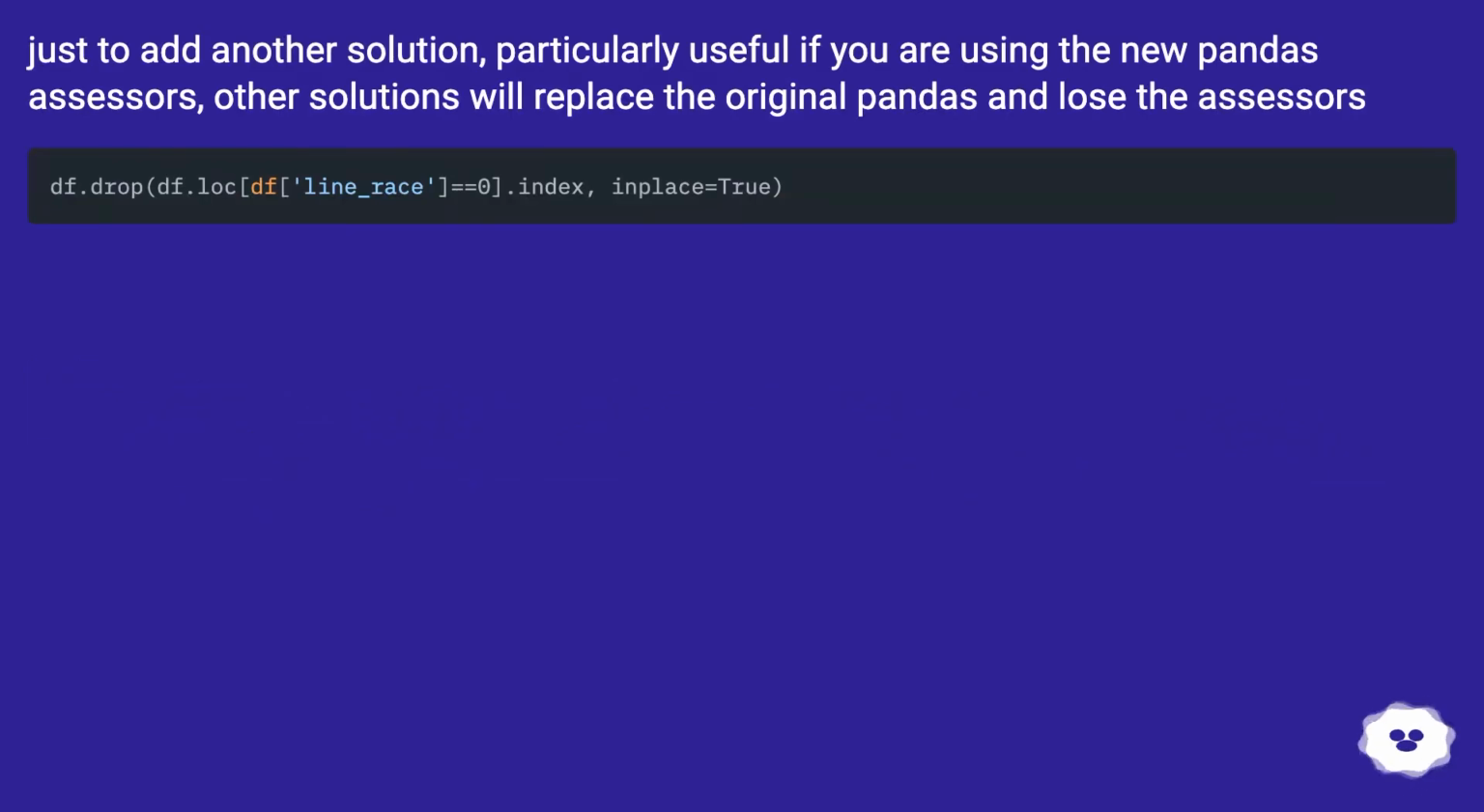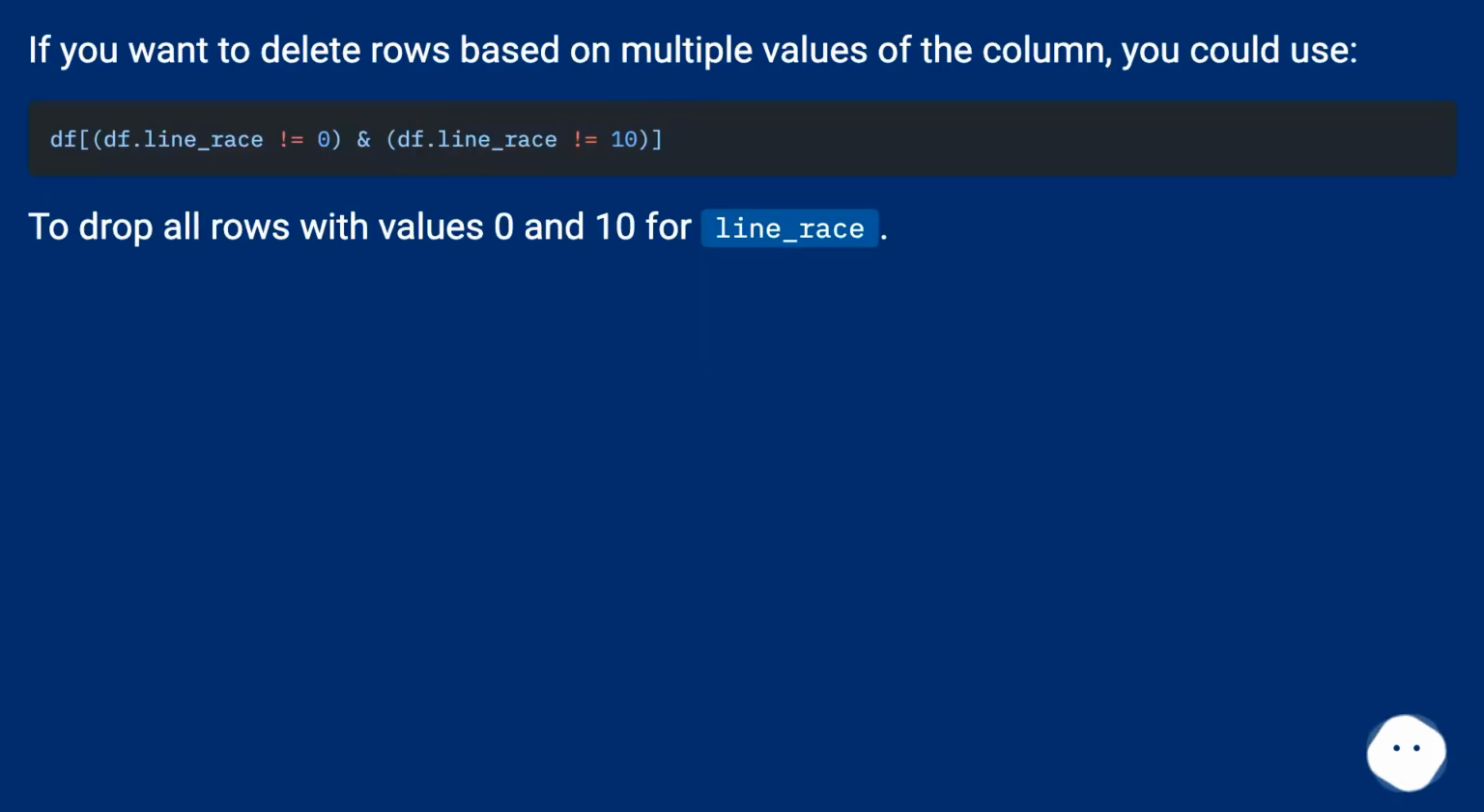Just to add another solution, particularly useful if you are using the new Pandas accessors: other solutions will replace the original Pandas object and lose the accessors. If you want to delete rows based on multiple values of the column, you could use this to drop all rows with values 0 and 10 for line_race.